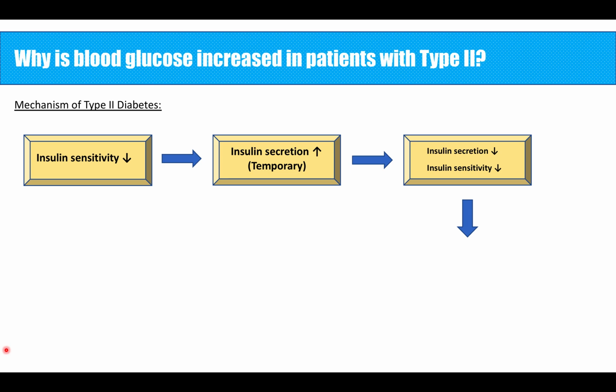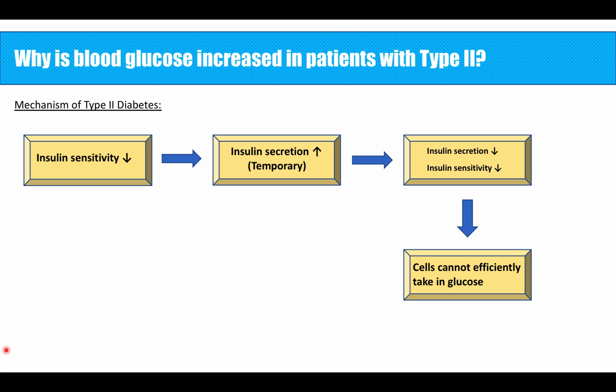Now, due to a decrease in insulin sensitivity and a decreased production of insulin, the cells cannot efficiently uptake glucose to use for energy. Without glucose being able to enter the cells, the body interprets this as an energy deficiency.